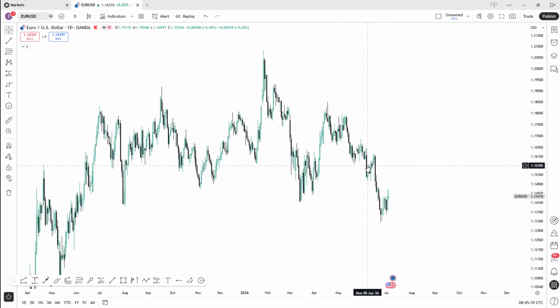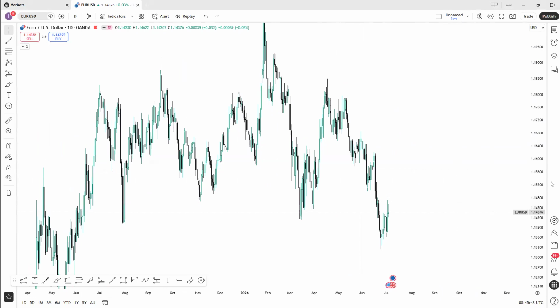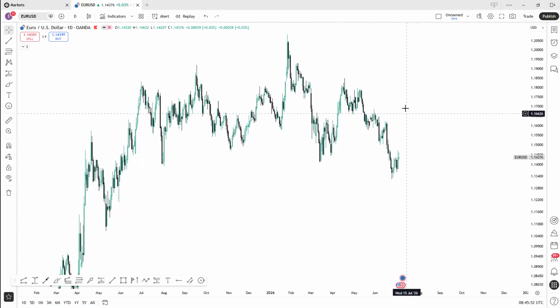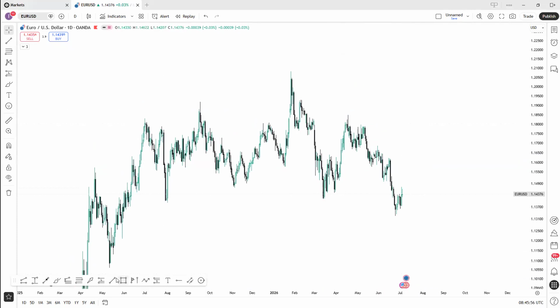So today we are going to start with the Euro USD, and then we'll see other pairs. Okay. So here on Euro USD, on the daily time frame of this market structure, let's do a top-down analysis from the higher time frame.